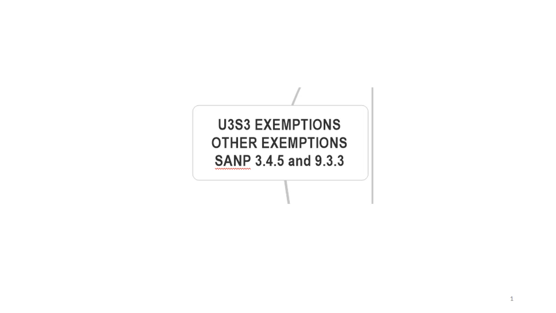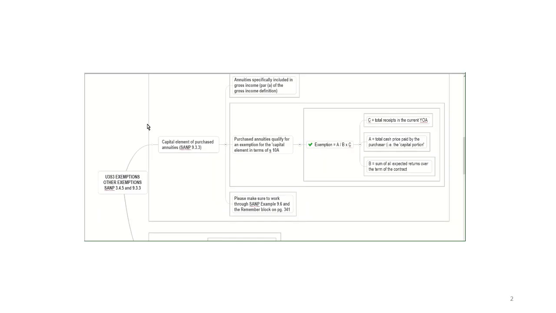Right, so the last set of exemptions you will find in Students' Approach to Natural Persons 3.4.5 and 9.3.3, and it deals with purchased annuities as well as alimony. So if we think of annuities, we know that it's a special inclusion in gross income. And then what we have is an exemption available for purchased annuities.